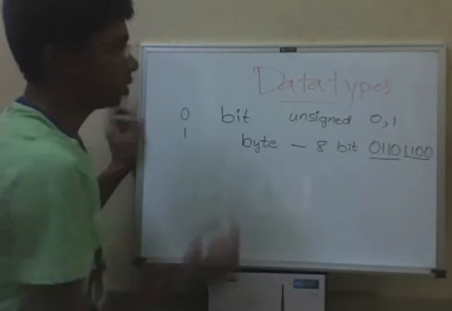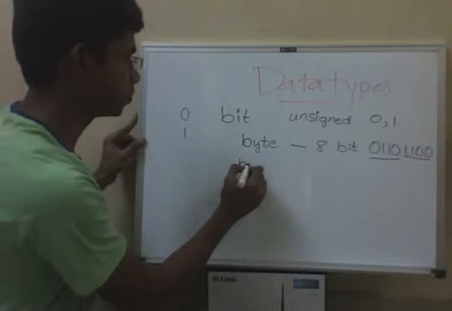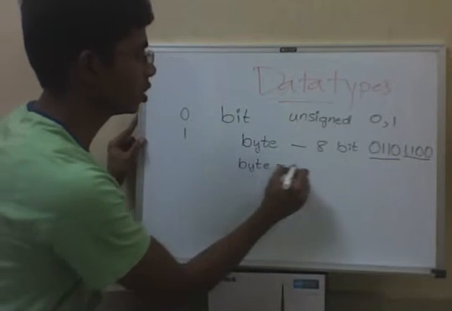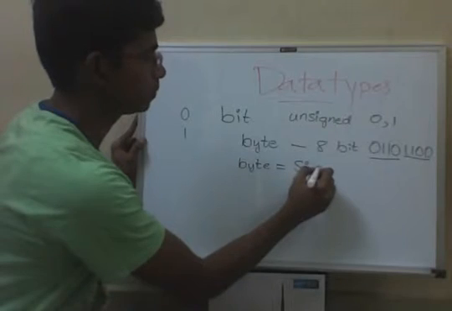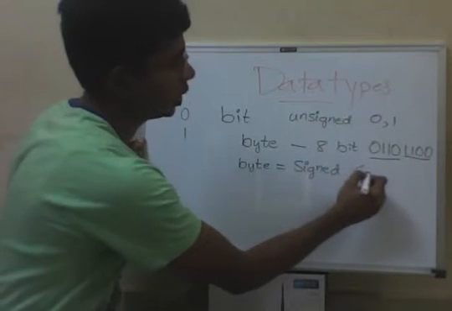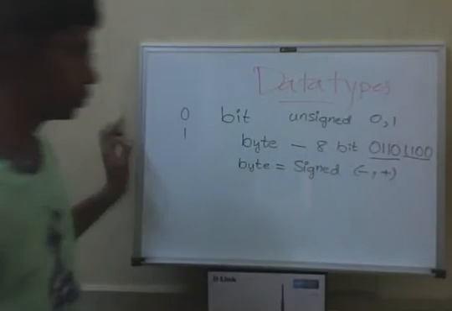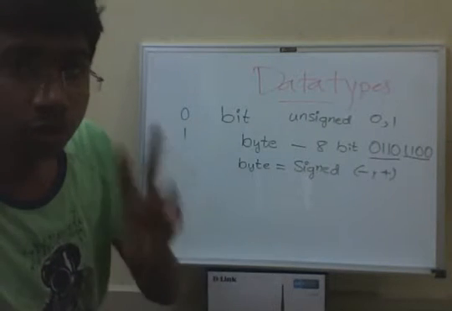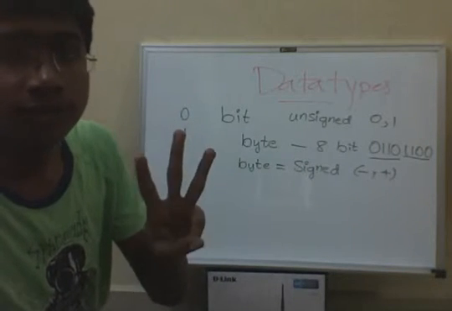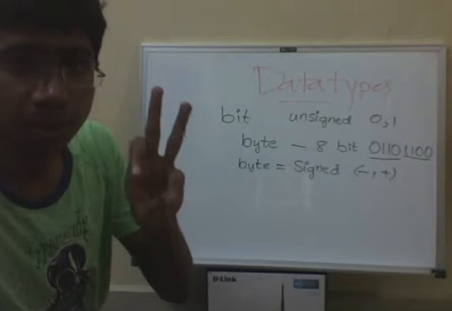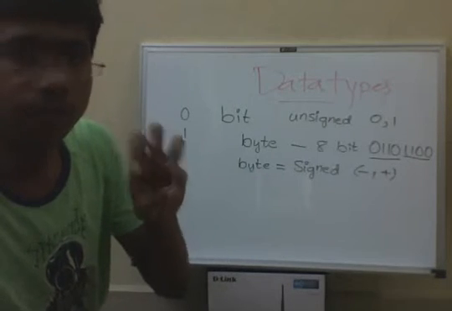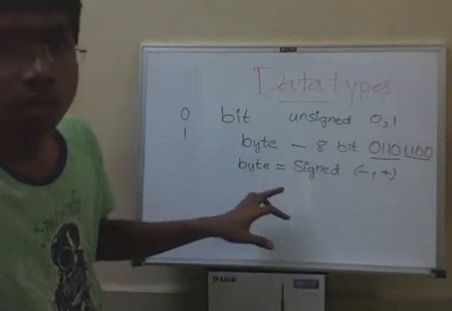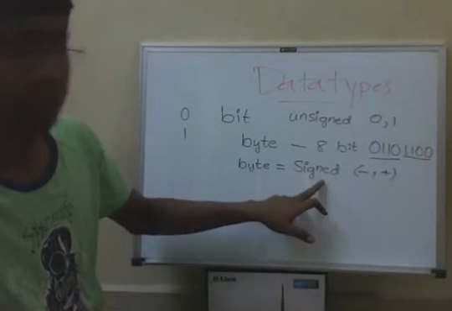Byte is signed, means it can be negative or it can be positive. I hope you remembered only three names are unsigned by default: bit, logic, and reg. Remaining all are signed by default.